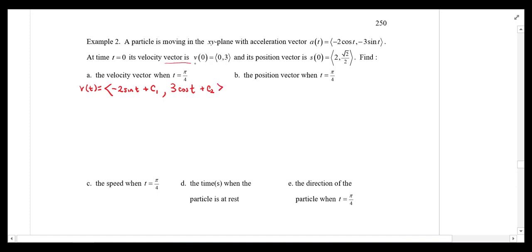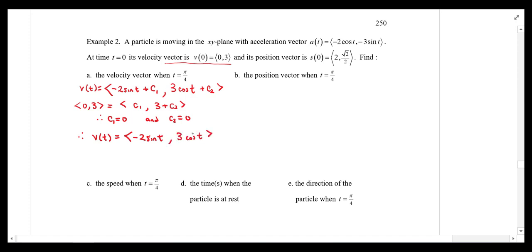You have some initial vectors, so I should be able to plug this in. 0 and 3 is equivalent to, in this case, when I plug in t equals 0, I get c sub 1. And then also over here, I get 3 plus c sub 2, because cosine of 0 is 1. So from here, I can equate the components. So c sub 1 equals 0. And also c sub 2 happens to be 0. Nice. So therefore, our velocity components are -2 sine t and 3 cosine t.